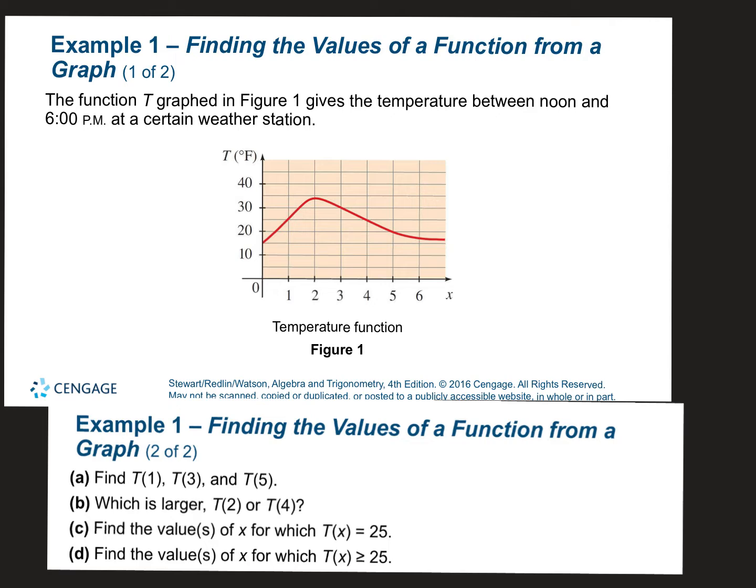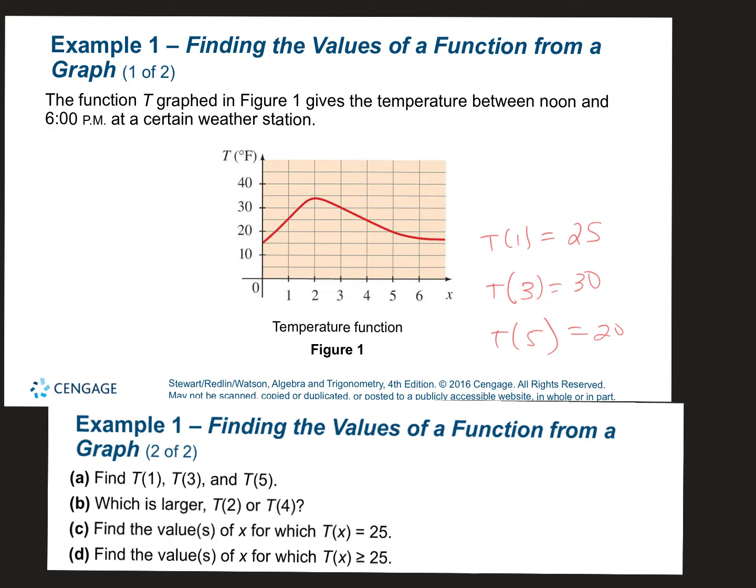When it tells you to find the values of the function from the graph, when they say find t of 1, t of 3, t of 5, they're giving you the x values they want you to look at. So they're saying, what is t of 1? What is t of 3? And what is t of 5? When x is 1, what is the value of y? So go on the x-axis where x is 1. What is the value of y? 25, right? That's all that's asking. What is t of 3? Is it 35? It's 30, okay. And then what is t of 5? 20. That's all that question is asking. It just looks a little different.